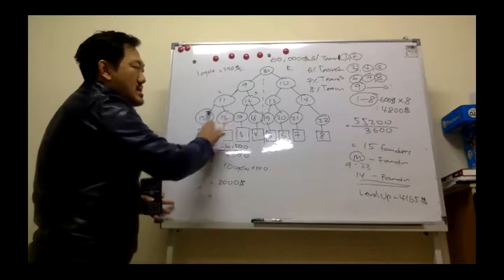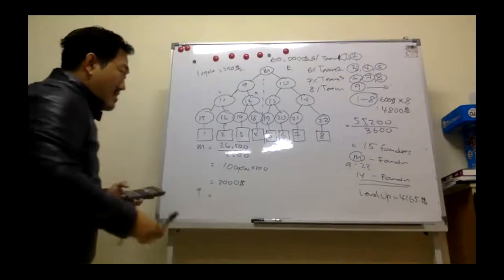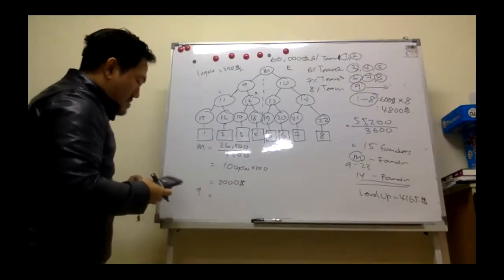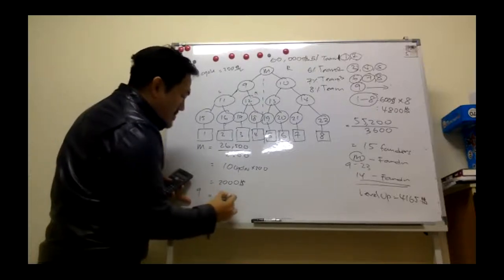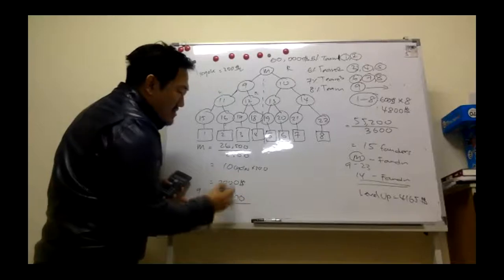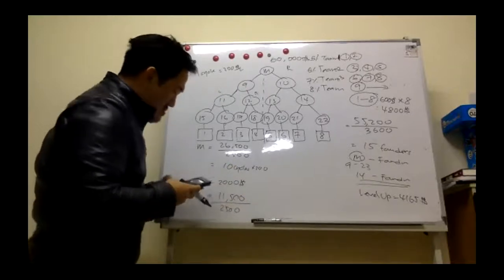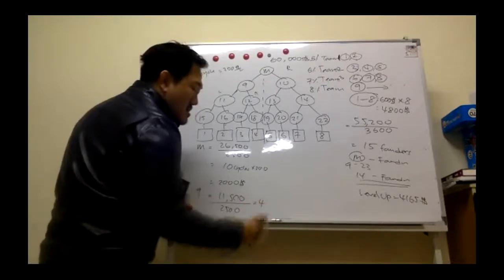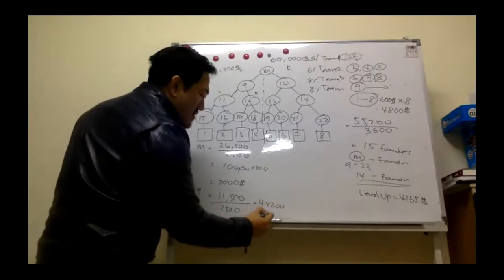So how many founders are there under 9? There are 3 here. So you take 3 times 3,500 plus the 2 pool ones. That's 11,500. Divide it by 2,500. You get 4 cycles. Take 4 times 200, you get 800 from 9.